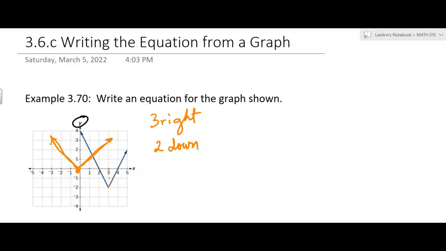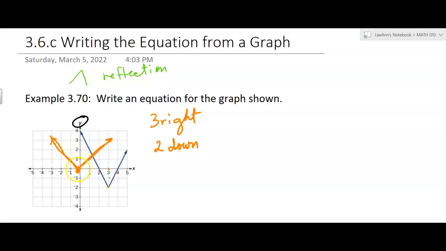Now you might be asking, well, how do I know if it's reflected? Well, it's not a mountain. If it were reflected, it'd be like upside down. That would be a reflection. And then you could still have the other things, but this one's not reflected, so we don't have to worry about that. But how are we going to know?